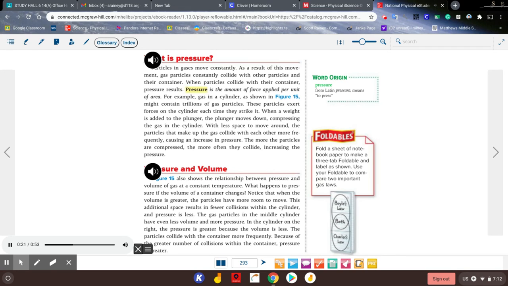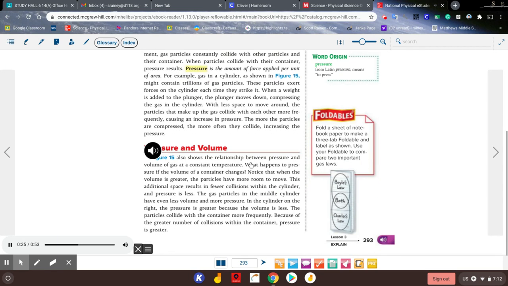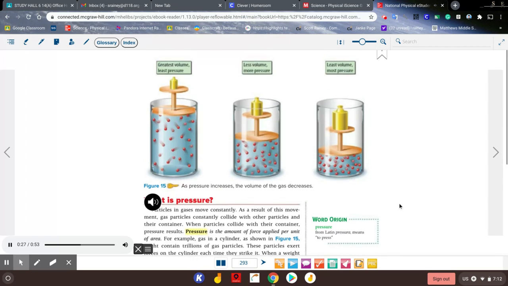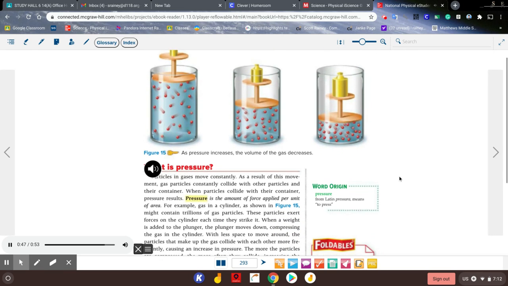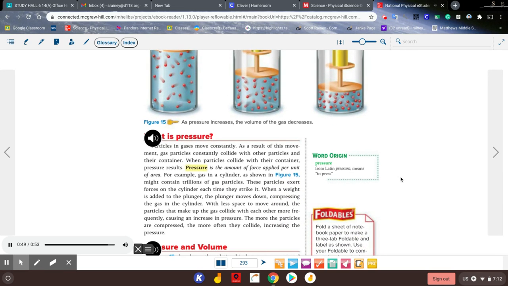For example, gas in a cylinder, as shown in Figure 15, might contain trillions of gas particles. These particles exert forces on the cylinder each time they strike it. When a weight is added, the plunger moves down, compressing the gas in the cylinder. With less space to move around, the particles that make up the gas collide with each other more frequently, causing an increase in pressure. The more the particles are compressed, the more often they collide, increasing the pressure.